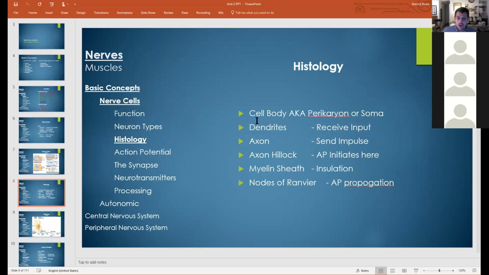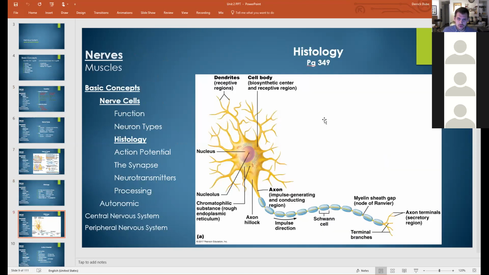So parts of the nerve. We'll just go here: cell body right here, dendrites. These are going to receive signals. You've got your long axon going over here with your little Schwann cells in between, the nodes of Ranvier, the axon hillock, and axon terminals that are going to be connecting to dendrites of other nerve cells.